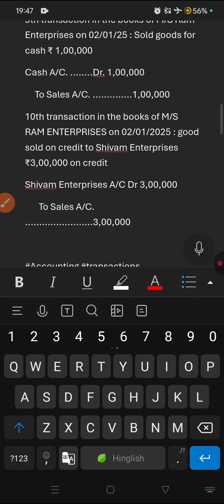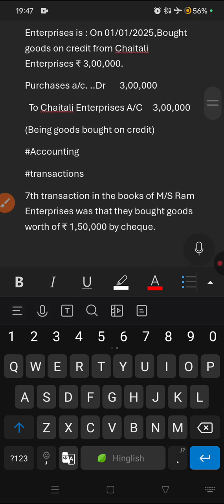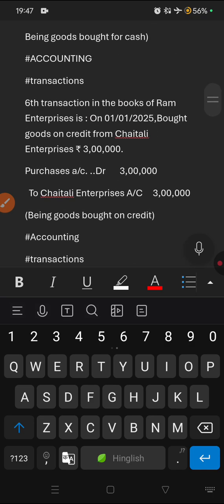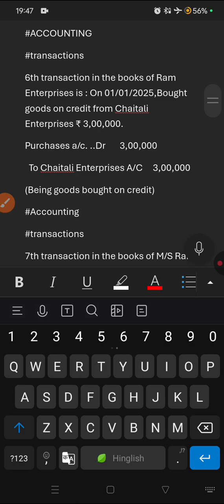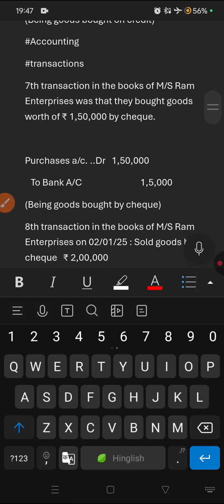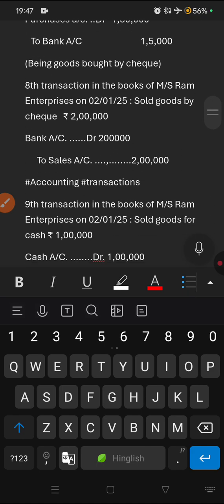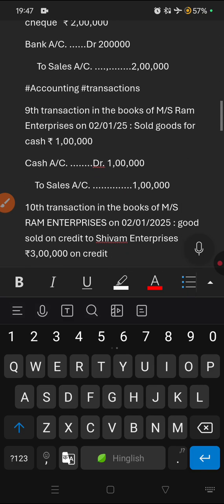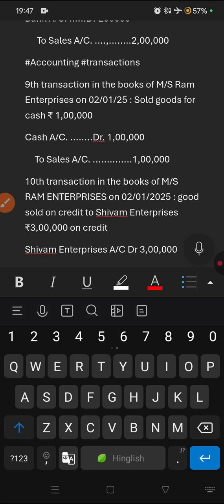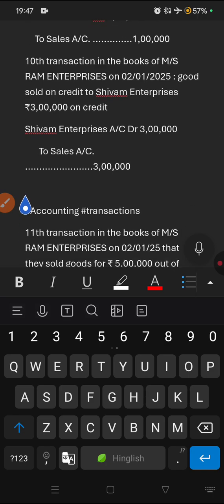Okay. And what will be the narration? Being goods sold on credit to Shivam Enterprises. I have skipped narration here. I am telling you again the narrations from the 6th transaction. Purchase account debit, being goods bought on credit. 7th transaction, purchase account debit, being goods bought by check. 8th transaction, goods sold by check, being goods sold by check. 9th transaction, being goods sold for cash, and 10th transaction, being goods sold on credit.